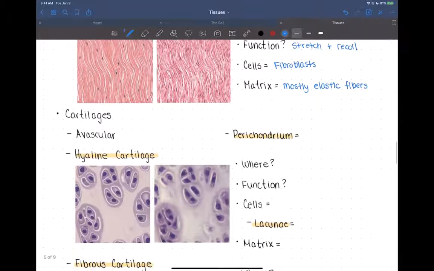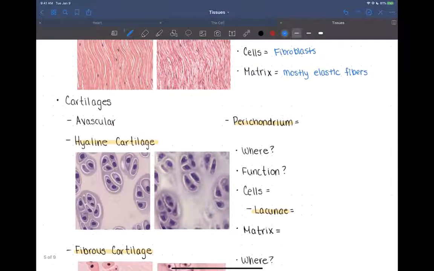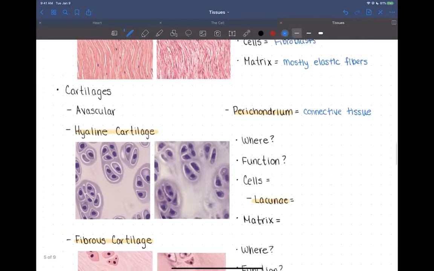All right, and then it's typically surrounded by perichondrium, right? This is that connective tissue on the outside. Remember we said it was dense irregular connective tissue just a minute ago. So it's surrounded by that connective tissue, and we're going to talk about 3 different kinds of cartilage that we can have, so different cartilage tissues. Okay, so let's talk about our first type.